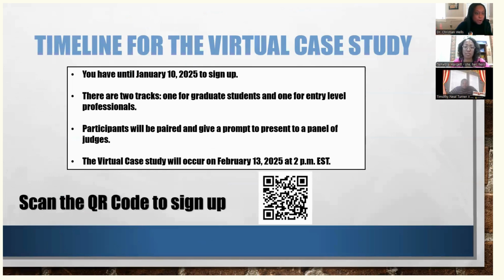So, timeline, you've probably already seen it, but there will be two tracks, one for graduate students and one for entry-level professionals. Typically, that's up to 3 years, but if we have a couple of other ones, we'll go ahead and include them. You have until January 10th to sign up. Then participants will be paired. Graduate students will be paired with another graduate student, so it'll be two people per group, and the same thing with new professionals. Once we pair them, we will let them know who their partner is and the contact information.